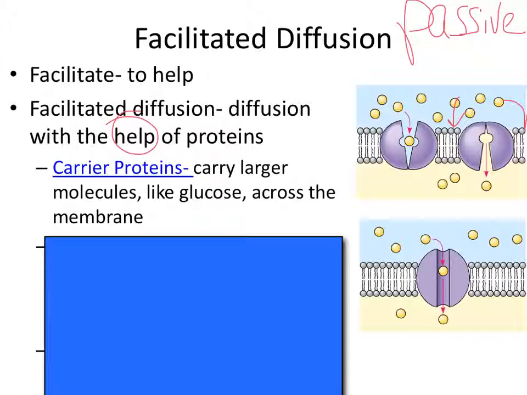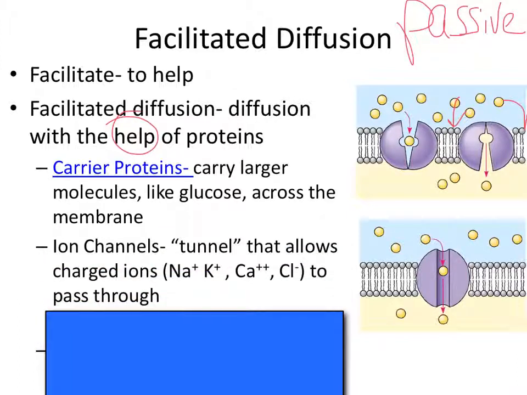The other type of facilitated transport is called an ion channel. This is a tunnel, basically, that allows things with a charge, so things like sodium, which is a positive charge, or potassium, or calcium, or chloride, which has a negative charge. These things normally, because they have a charge, would just bounce off the cell membrane. They couldn't get through.